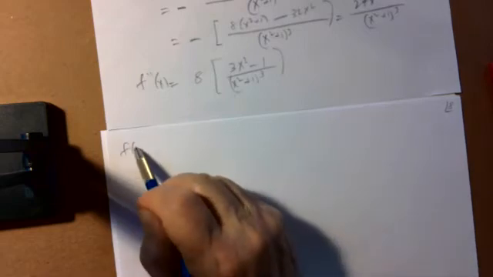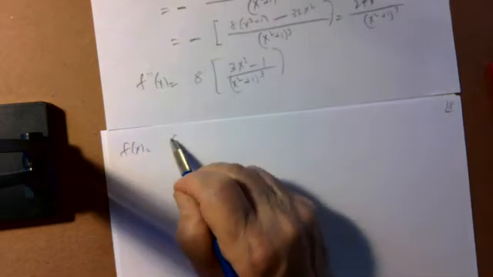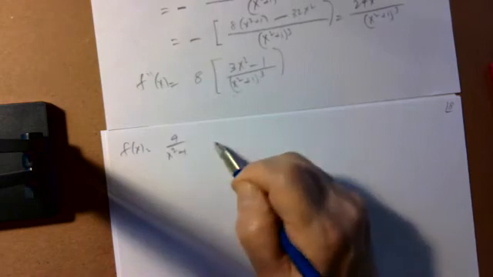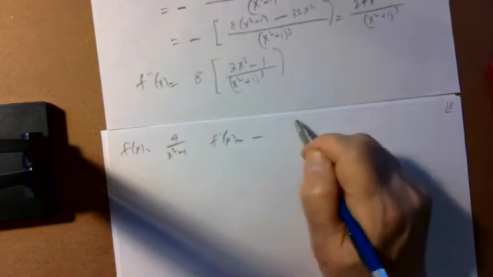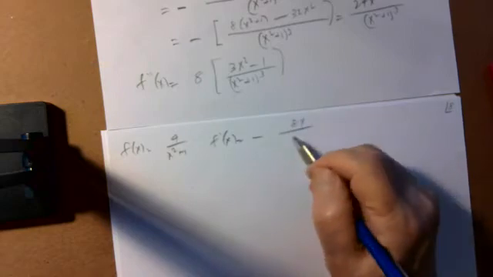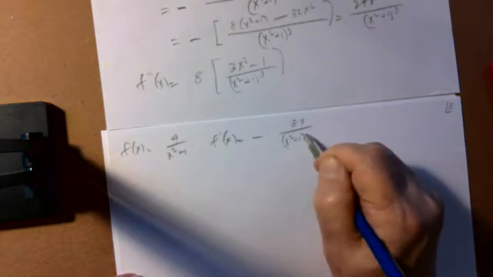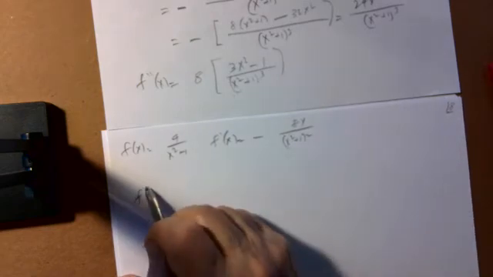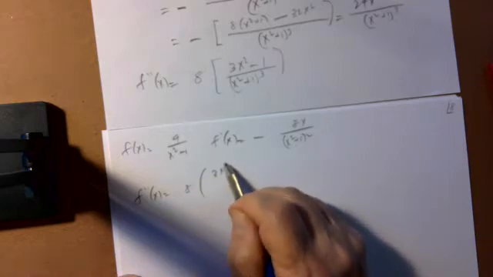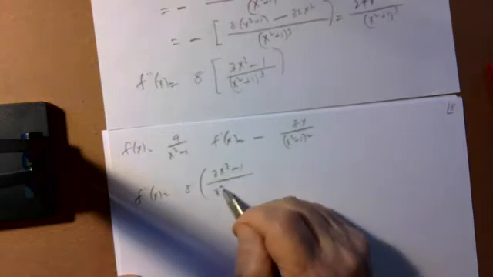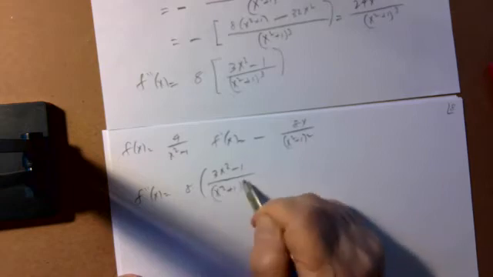So for this function, f of x equals 4 over x squared plus 1, the first derivative is minus 8x over x squared plus 1 squared. And the second derivative is 8 times 3x squared minus 1 over x squared plus 1 cubed.